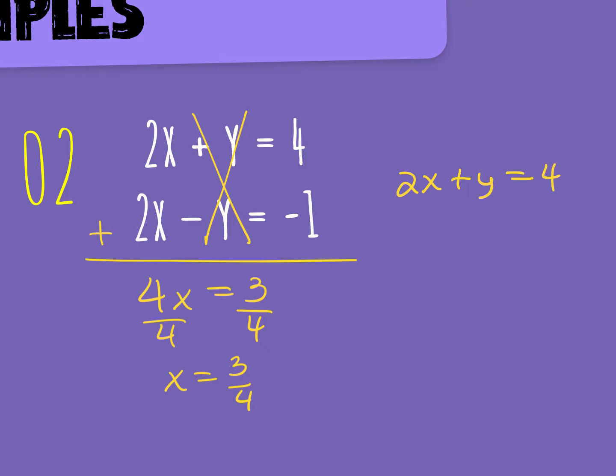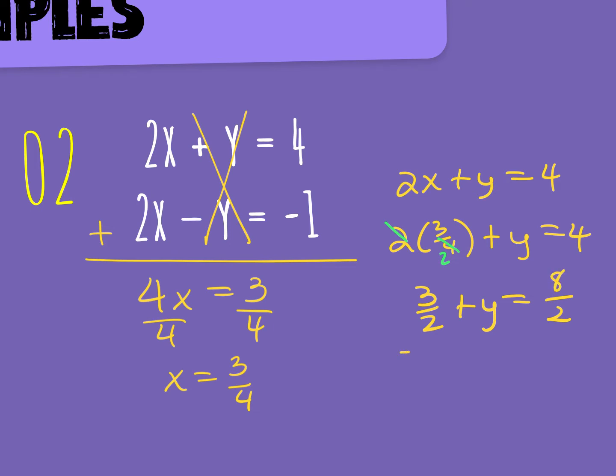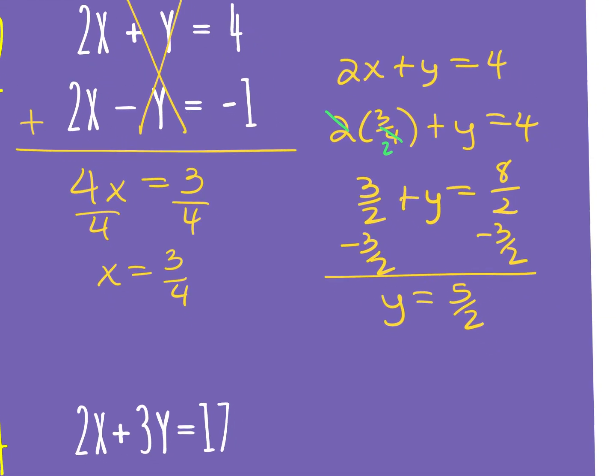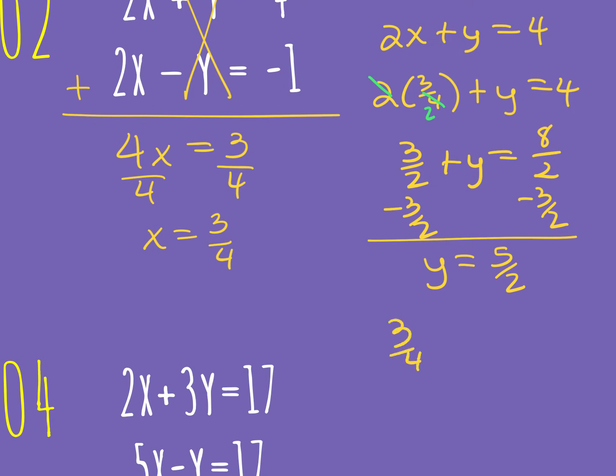2x plus y equals 4. Plug in 3/4. I can simplify diagonally here. The 2 and the 4 cancel. So then now I'm left with 3/2 plus y equals 4. I'm going to change my 4 into a fraction. I'm going to change it into 8/2. And then now I'll subtract 3/2. Because again, WebAssign wants fractions. And then 8 minus 3 is 5/2. So again, you're going to enter this in as the ordered pair 3/4, comma, 5/2. And because I got an answer, this solution is consistent.